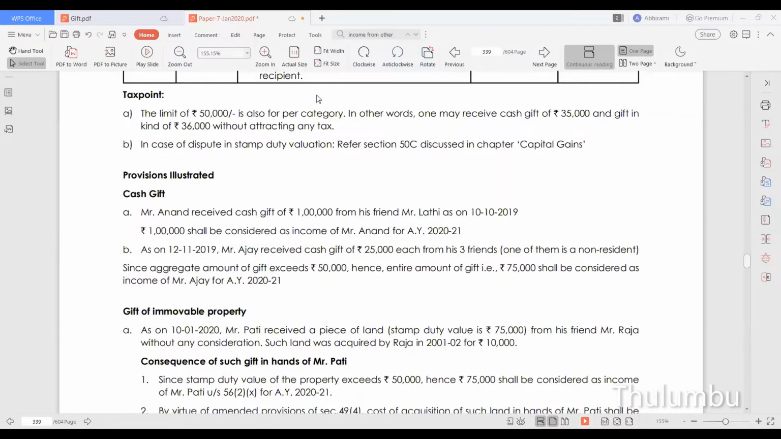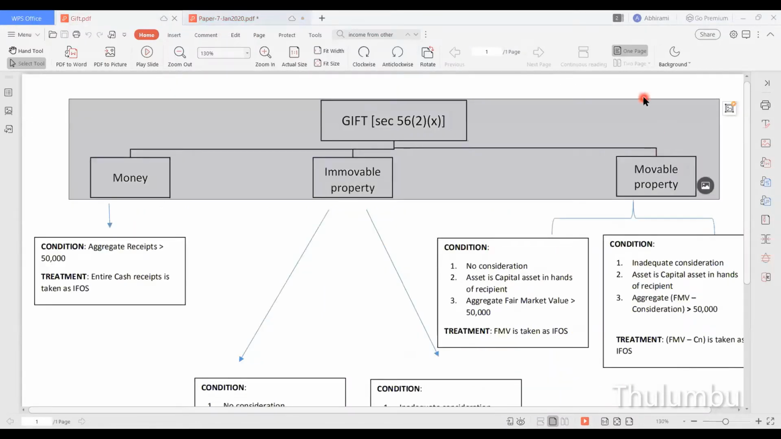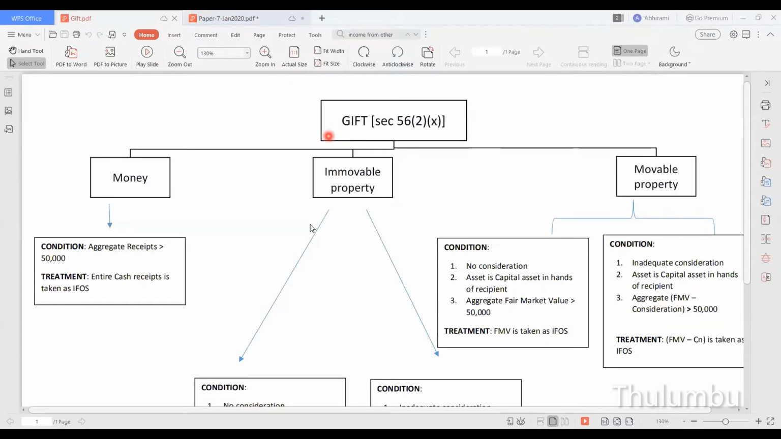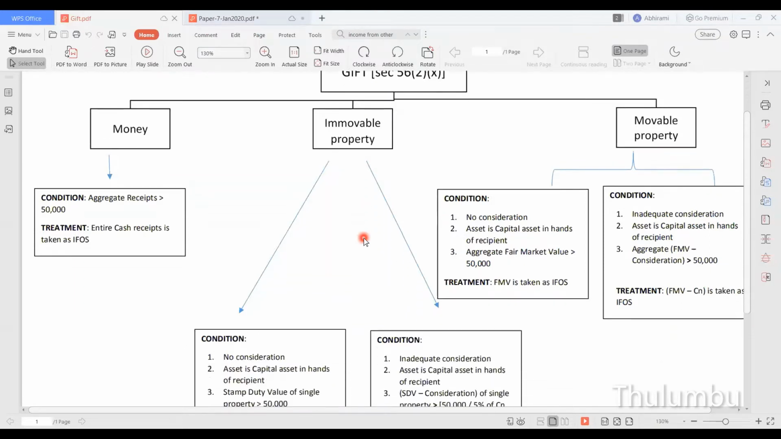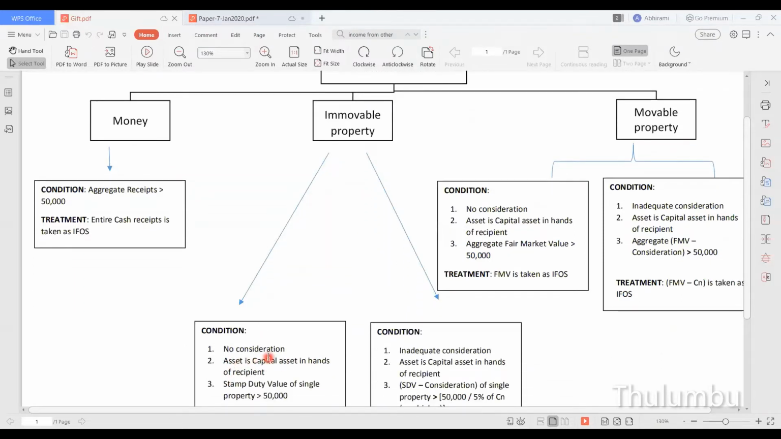Next item, immovable property, which is land or building. For immovable property and movable property, one of the conditions is that the asset must be a capital asset in the hands of the recipient. Only if you receive a capital asset as a gift is it taxable as income from other sources. So let us see what a capital asset is.